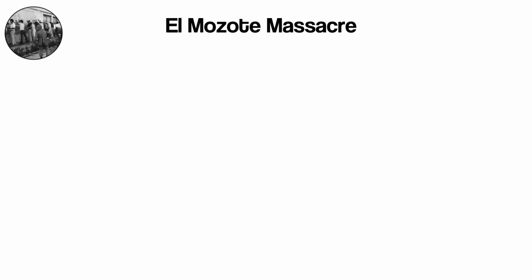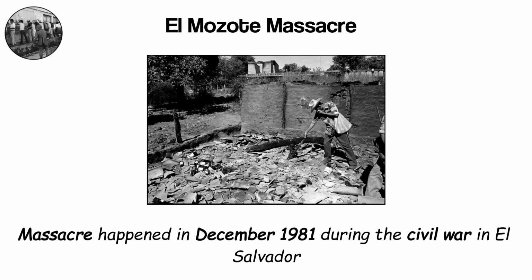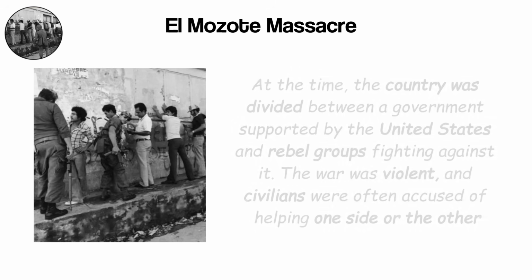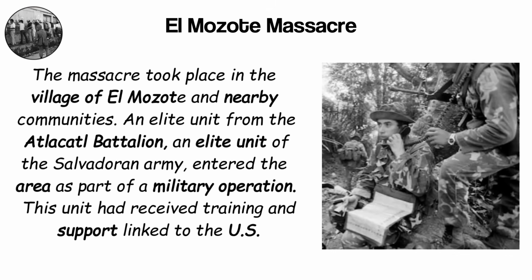The El Mozote Massacre happened in December 1981 during the Civil War in El Salvador. At the time, the country was divided between a government supported by the United States and rebel groups fighting against it. The war was violent, and civilians were often accused of helping one side or the other. The massacre took place in the village of El Mozote and nearby communities.